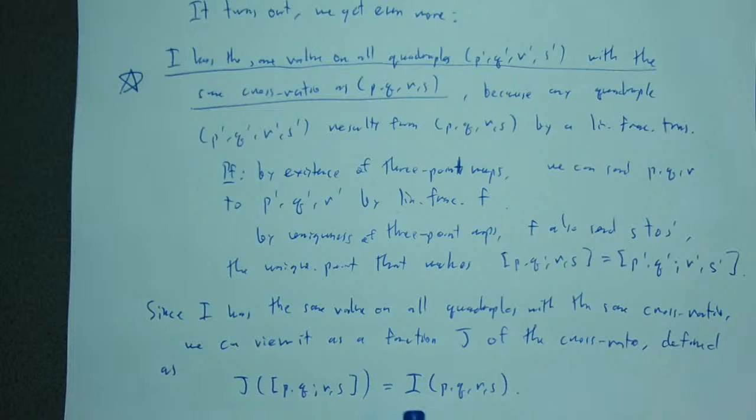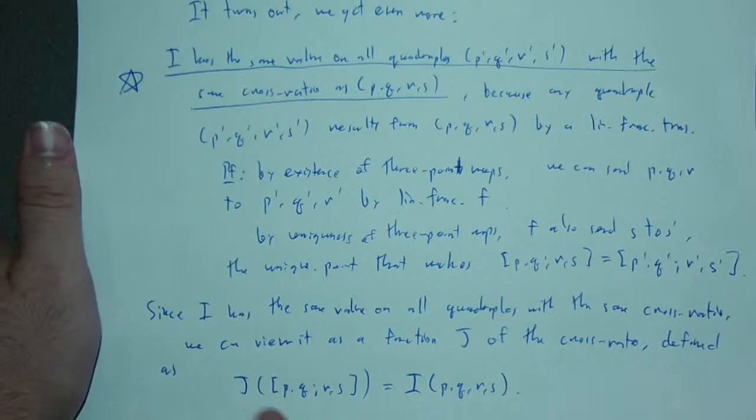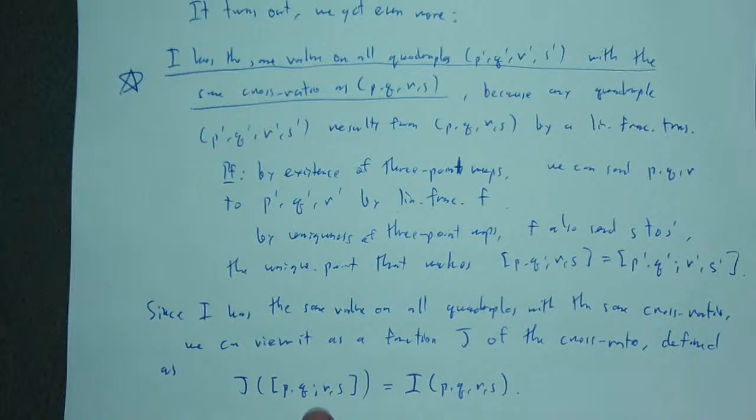So we started with a function I that was preserved by linear fractional transformations, and that led us to say that this actually has to be a function of the cross ratio. Okay, and the only thing that would be left to check here, if you didn't believe, is that this is actually well defined. Meaning, what does it mean for a function to be well defined, right? It just means that there's no ambiguity here.